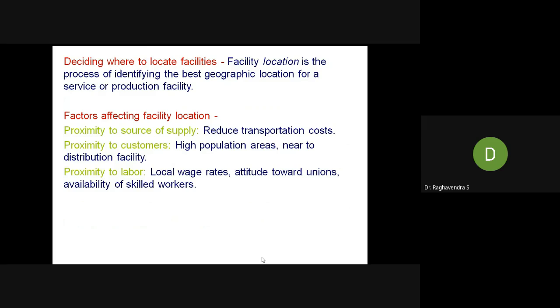So identifying the geographic location is very important. Factors affecting facility location: proximity to the source of supply, proximity to the customer, transportation, area. If you start a company and there is no population there, then it becomes a big problem. If you start some food industries, you should be near the cities and towns. If you start a company, the laborers, the working people should come.